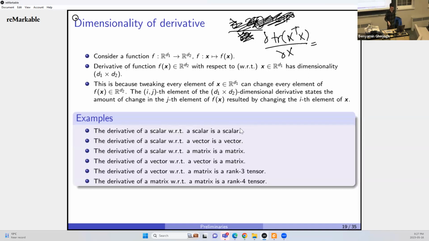So we know that it should be something like 2x. Could it be 2x or 2x transpose? No, it should be 2x because it should be the same dimensionality as this. The transpose would have a different dimensionality. So it's a convention. Either you say the output always has the same dimensionality or its transpose, but you should stick to it until the end.